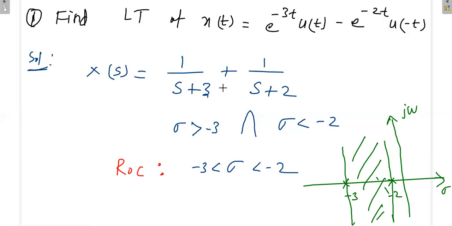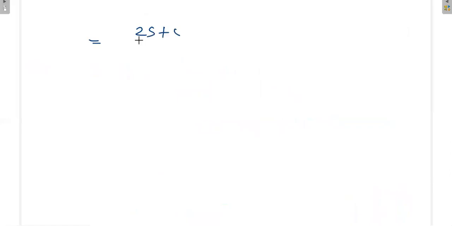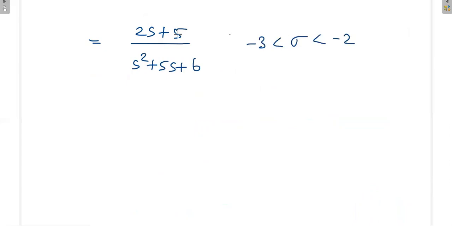Again, we can also further simplify this. Once you simplify that, you will be getting s plus 2 divided by s plus 3 into s plus 2, and s plus 3. Okay, then further you will be getting 2s plus 5 divided by s square plus 5s plus 6. What is the ROC? The common ROC is from minus 3 to minus 2. Okay, so this is the ROC. Whenever we write the answer, we have to write the ROC also.